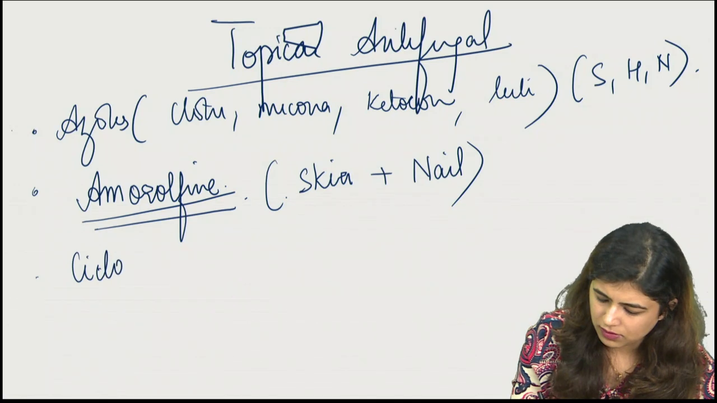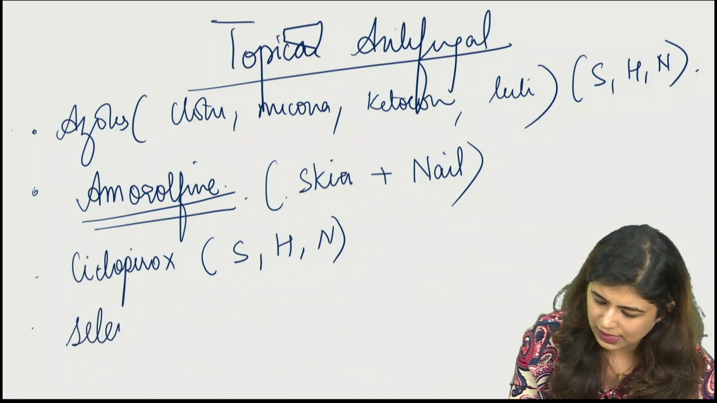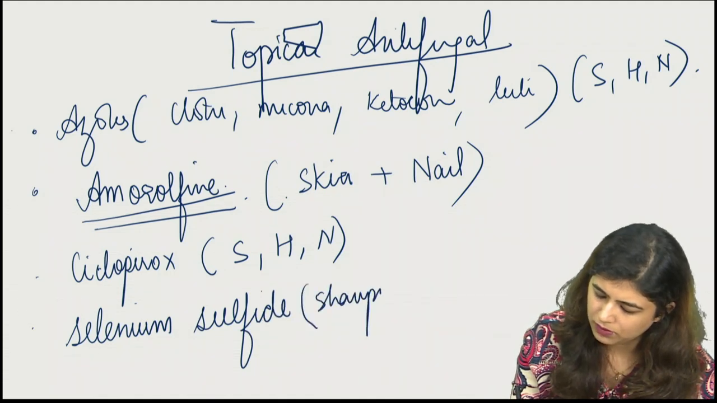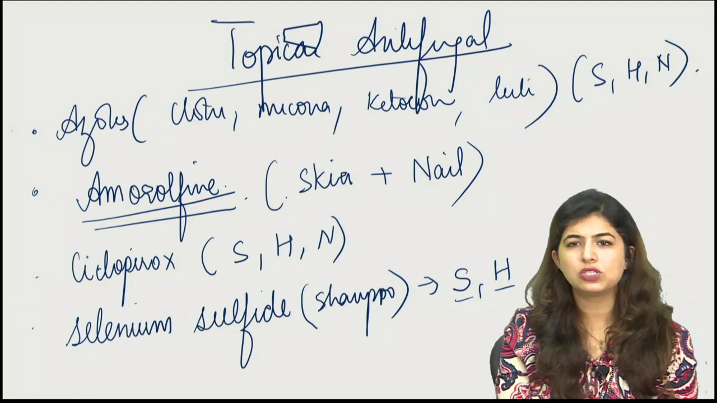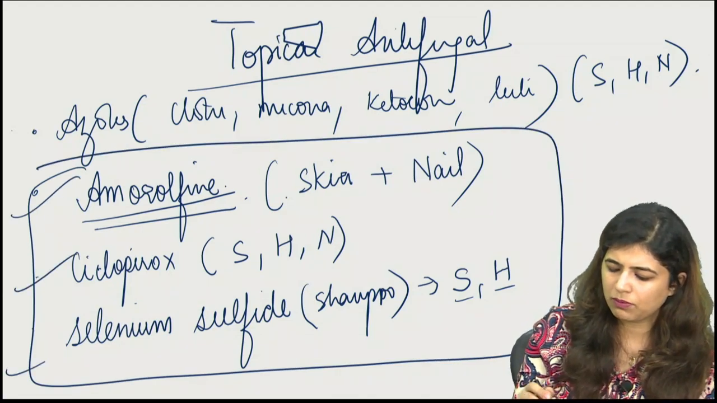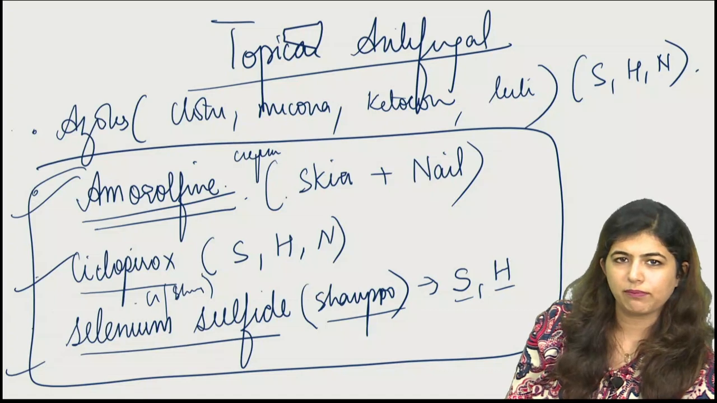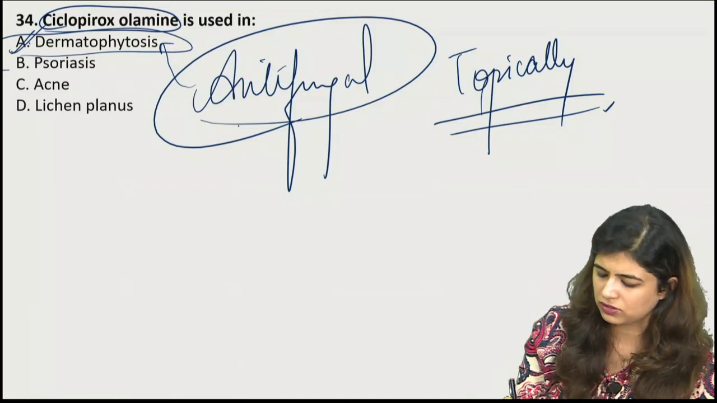Then you have ciclopirox olamine. This is also used for skin, hair and nail. Then you have selenium sulfide. This is mostly in the form of a shampoo. This is used for skin and hair infections. So I'm just listing some antifungals in these three which you can miss. So remember, amorolfine is used in the form of a cream, ciclopirox is a cream, shampoo, selenium sulfide is always a shampoo. Clear to everyone? So the answer is A here without any doubt. Dermatophytosis means fungal infections of the skin.